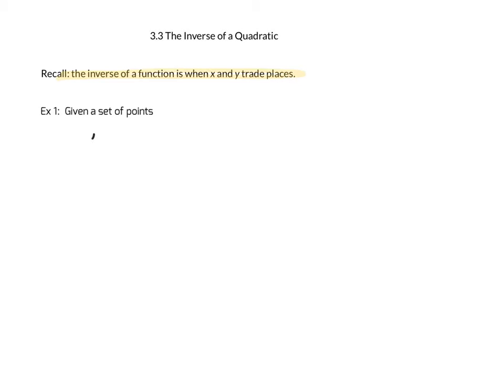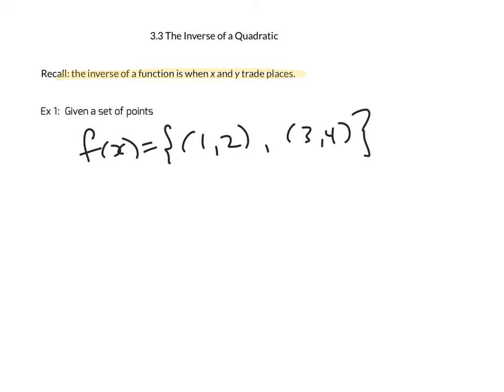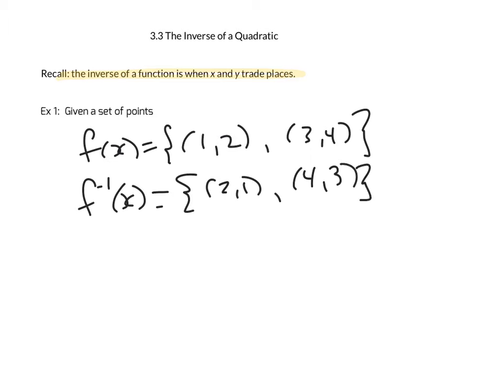So if I gave you a set of points, if I said f of x is equal to the set of, I don't know, (1, 2) and (3, 4), not very creative, that's okay. My inverse, remember, is my fancy notation, f to the minus 1 of x is equal to (2, 1) and (4, 3). So all I've done is just put x's and y's in the opposite spot. X and y's trade places.